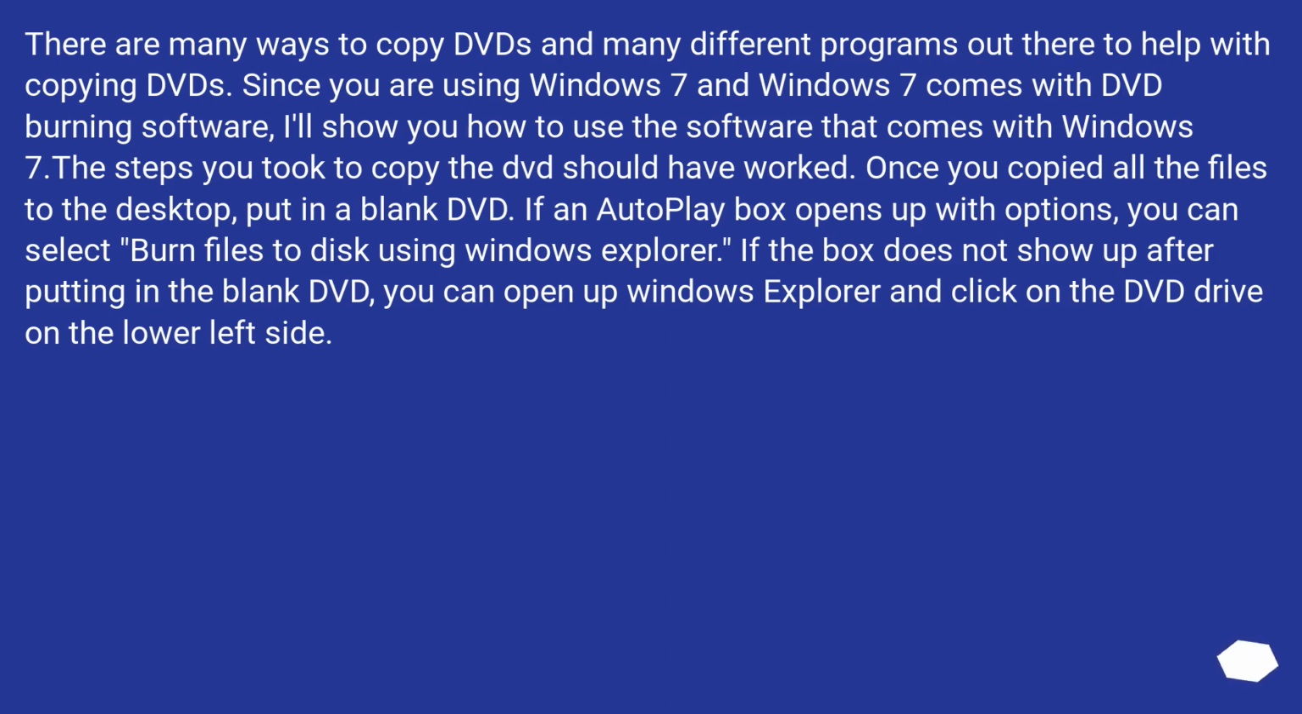Once you've copied all the files to the desktop, put in a blank DVD. If an autoplay box opens up with options, you can select Burn Files to Disk using Windows Explorer. If the box does not show up after putting in the blank DVD, you can open up Windows Explorer and click on the DVD drive on the lower left side.